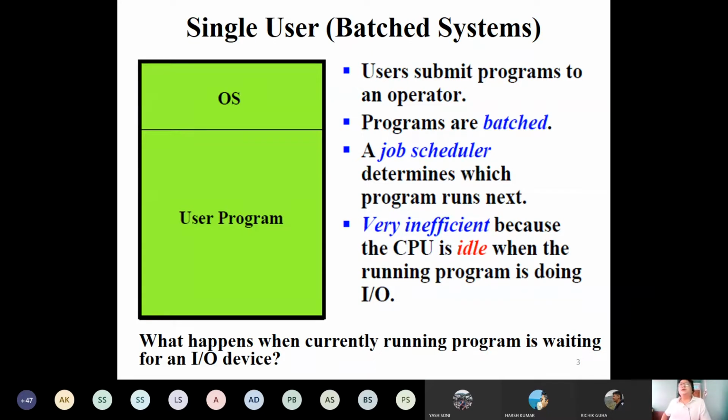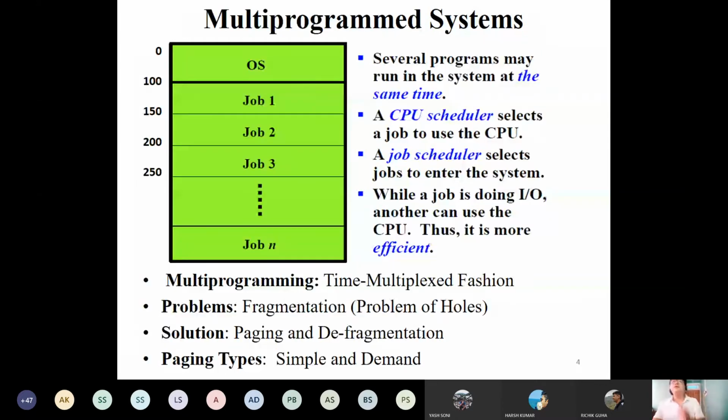So these are the things that you need to note down in the single user system. And one thing that you need to focus on here is what happens when the running program is demanding IO operations and the IO operations are not being completed. At that point of time, the CPU is sitting idle, and we don't want that. That is very important, and that is the drawback of the single user system or the batch system. With this drawback, people were thinking about how to maximize the utilization of the CPU, and they came to the conclusion of the multi-program system.